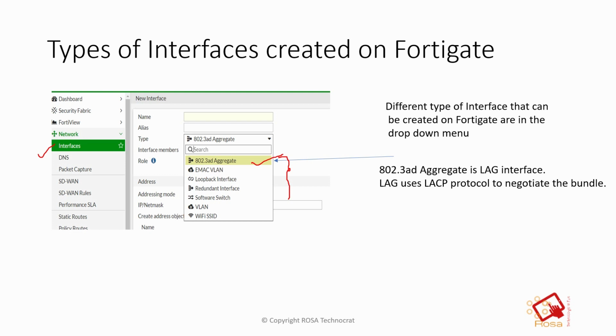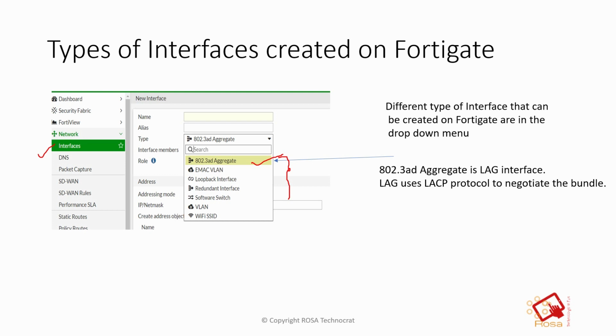In other vendor terminologies, like Cisco, we call it a port channel. Port channel is a common name everyone knows, because initially all networking started with Cisco, so most of us know it by the name port channel. And now FortiGate calls it an aggregate or link aggregate interface. There are other options as well: EMAC VLAN, loopback interface, redundant interface. We will not be talking about those today; we can have separate sessions for each kind of interface. So let's start on the aggregate.